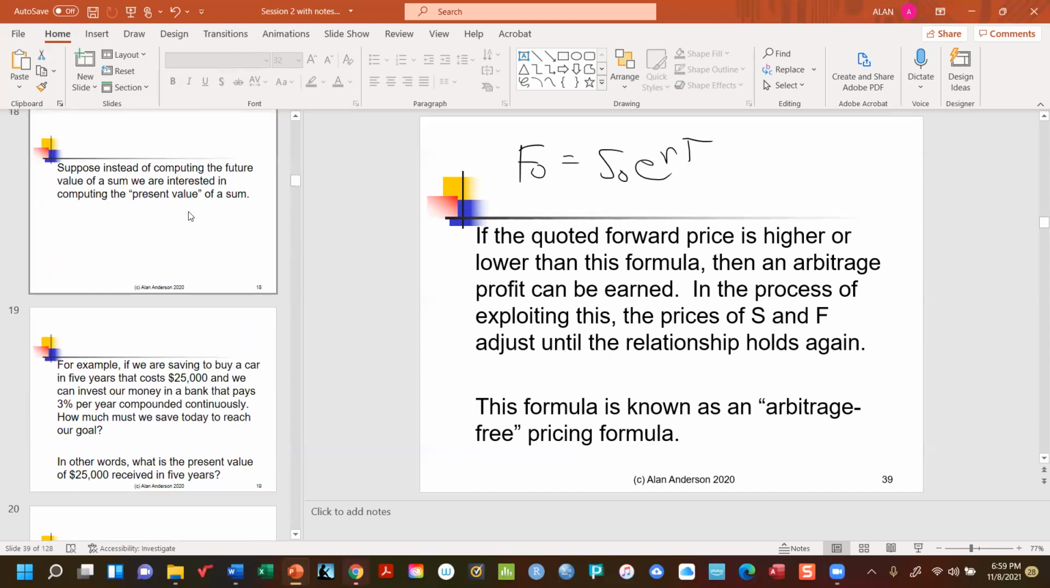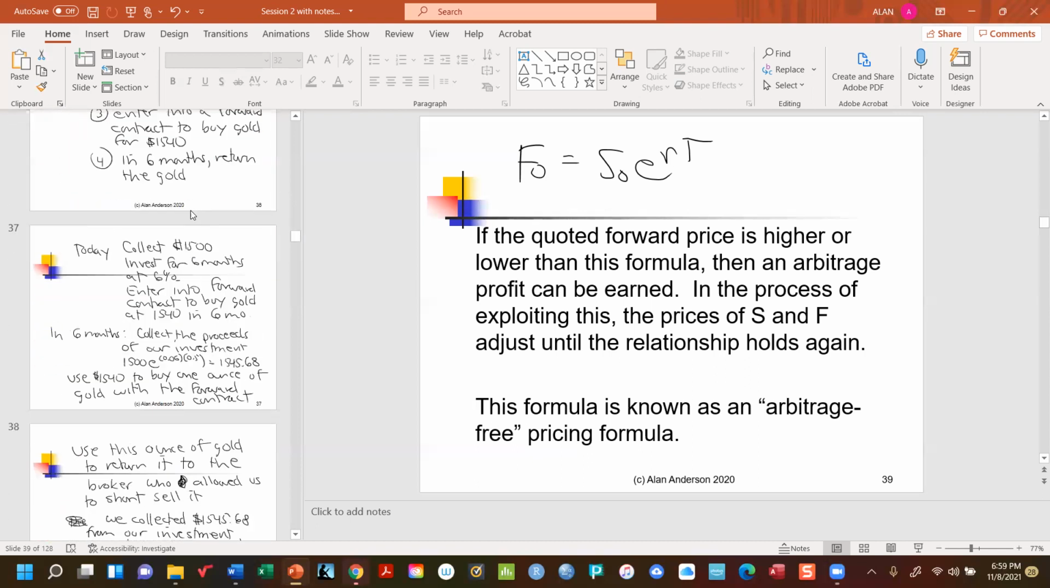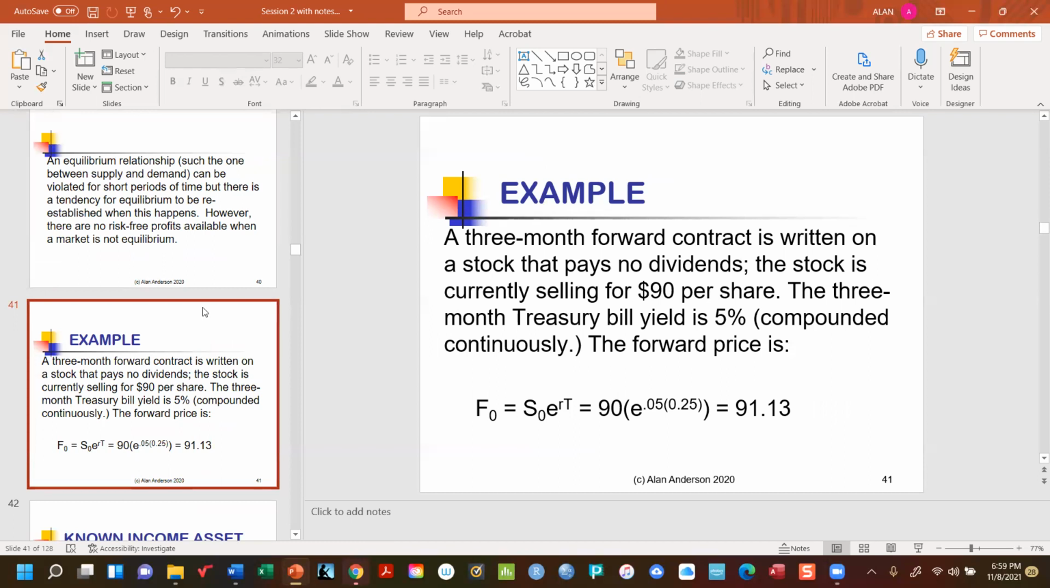All right, so we got all that out of the way. So now we can focus on these models again. Now, here's a case where there actually is income being provided to the owner of an asset. Oh, actually, no, sorry. This is just another example of a no interest situation. This is a 3-month forward contract on a stock that pays no dividends. So there's no income being generated for the owner. They're hoping that the price will go up, but we're not getting dividends, let's say. So the stock is selling for $90 a share, and the risk-free rate is 5% compounded continuously.